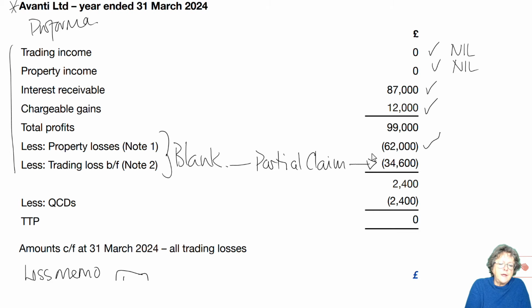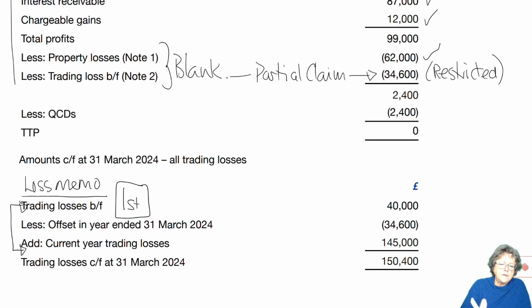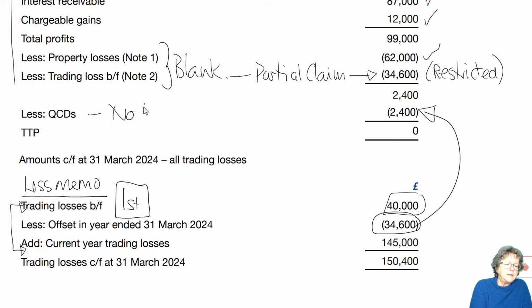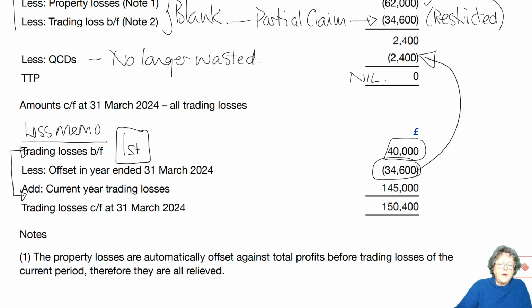So what I've done there is I have restricted it. Now that's the loss brought forward of 40,000. You see there? And I've restricted it for one reason. We have a QCD that is no longer wasted, which is brilliant. So our TTP is nil at the end of the day. Having restricted that loss, I still have a balance of that, plus our current year, which we've not used, so we can either take it back or we can take it forward.